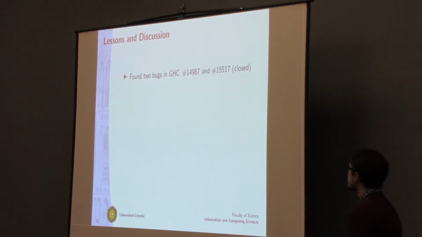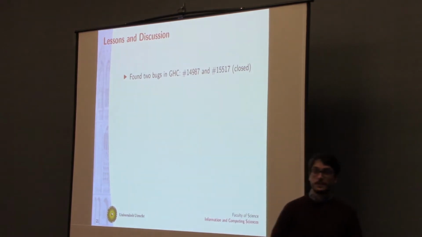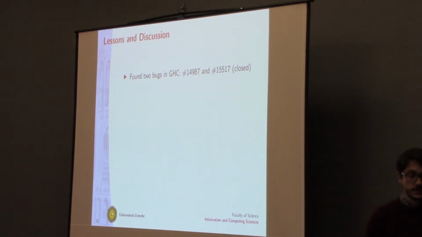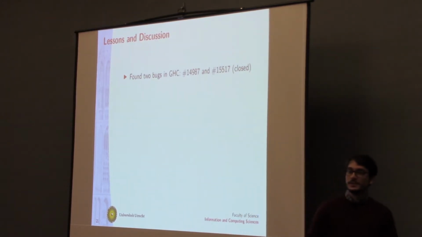It was a very interesting project for a bunch of reasons. First, we found 2 bugs in GHC, one of which has been closed, the second of which has not been closed, and the second is a memory leak. So everybody that's familiar with the exhaustiveness checker, please look at this. Thank you.